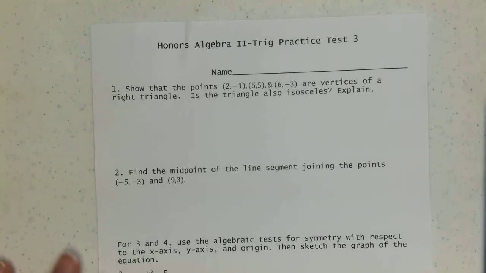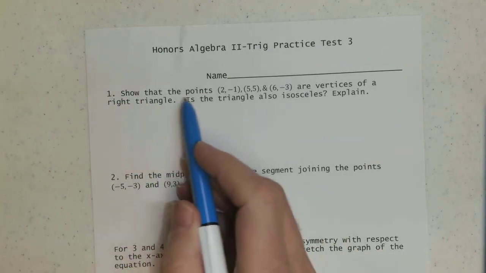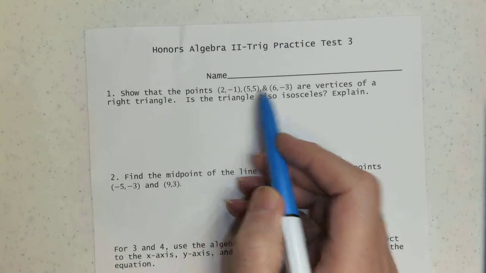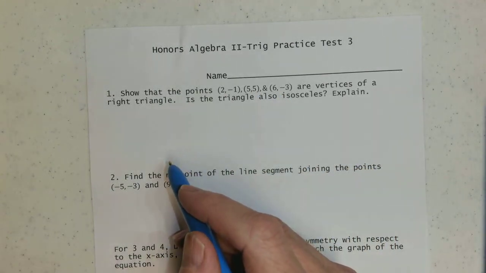Well, hi everyone. I got this practice test for you, and we'll start with number 1. Show that the points (2, -1), (5, 5), and (6, -3) are vertices of a right triangle.